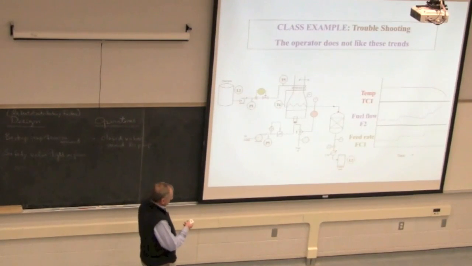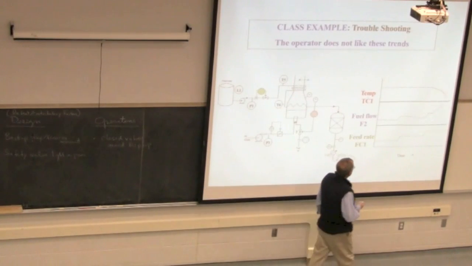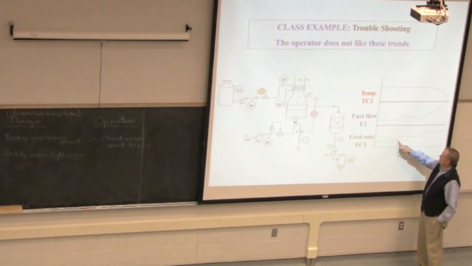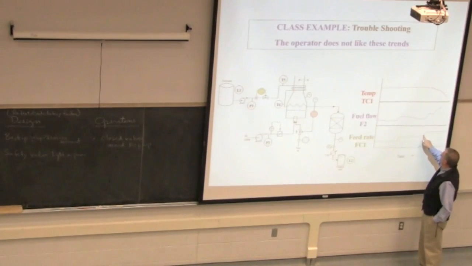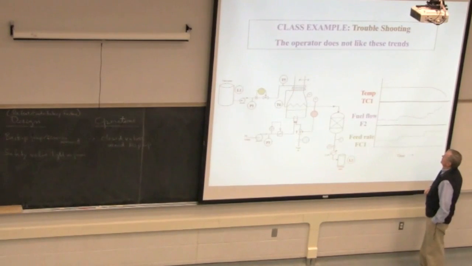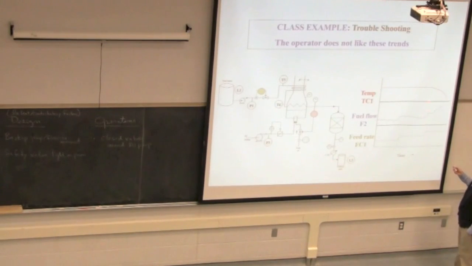So here's some trend data. We see that the operator has been increasing the feed rate, as you have, because you can sell more product. And at this point, something kind of strange occurs. We're not sure if it's a problem yet, but it's got our attention. The temperature started to fall, and the fuel flow rate started to go up.